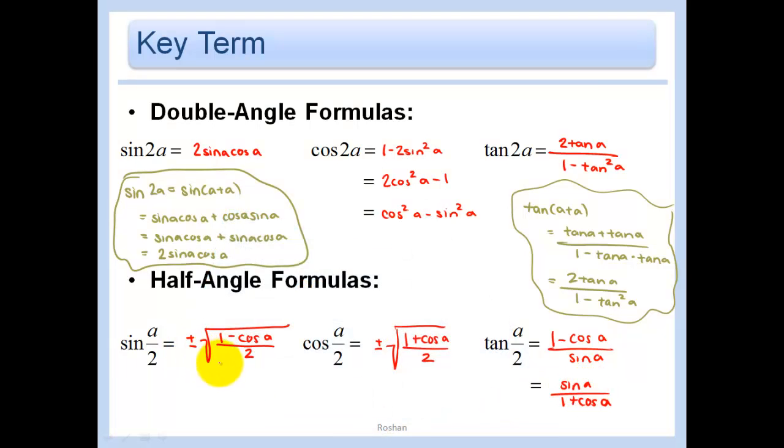Now, I write these little plus or minus in these two, but when we do the examples, I'll explain that the sign, S-I-G-N, of sine a over 2 and cosine of a over 2 depend on which quadrant you're in. So of course we're going to have to draw in these just like we've been doing in everything else.